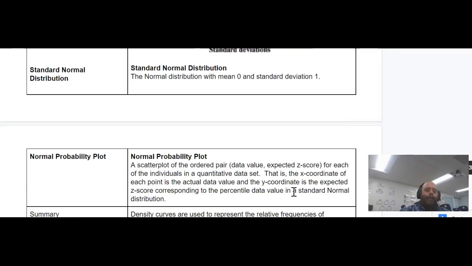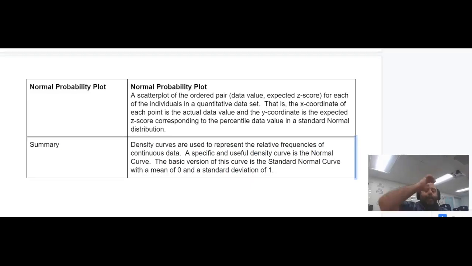A normal probability plot. Okay, this is an optional topic in the AP Stats environment. You are allowed to use a normal probability plot to assess the normalcy of a curve. However, you do not have to do this. There are other ways of assessing normalcy, but this is probably the easiest one.